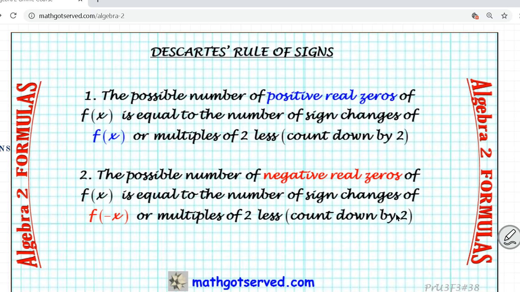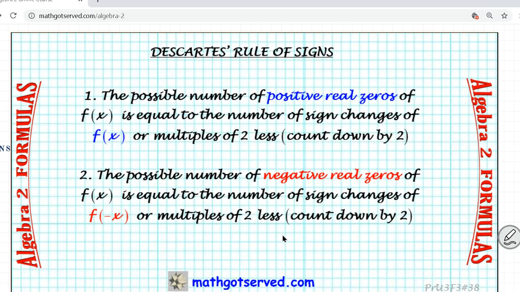Descartes' rule of signs basically helps us to determine the possible number of positive and negative zeros of any polynomial function. All right, so number 1 is for positive. It tells us that the possible number of positive real zeros of a function f of x is equal to the number of sign changes of f of x or multiples of 2 less. So when we're talking about multiples of 2, we're counting down by 2. If your result is an even number, then you just count down by even numbers. If your result is an odd number, then you count down by odd numbers.